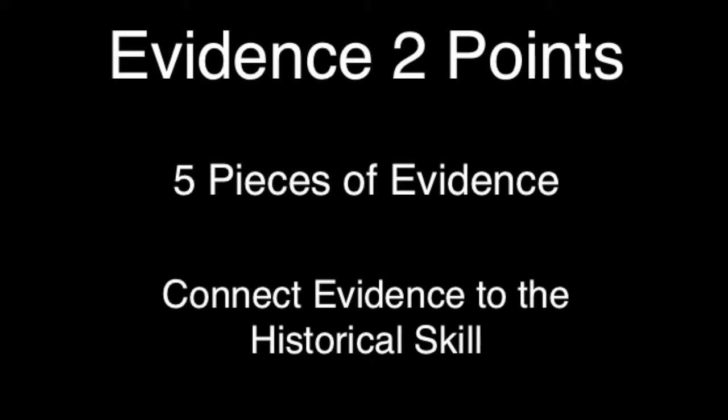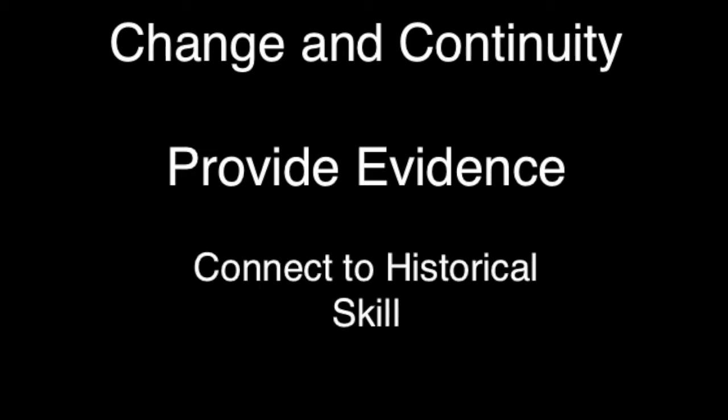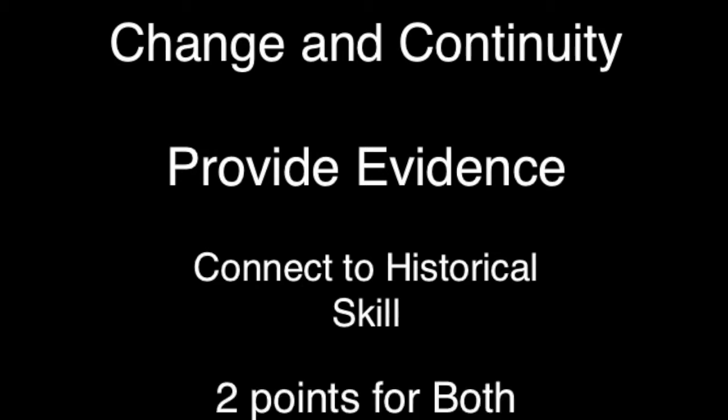So for example, the following essays are going to be asked for from the students. The first possibility could be change and continuity. They would have to make sure that they provide evidence to back up their argument, and that would be for 1 point. In order to get the 2 points, they would have to make sure that the evidence that they provide will then connect back to the historical skill of change and continuity. If they provide both the evidence and the historical skill, they will get 2 points for having done both. This model is going to be seen throughout.